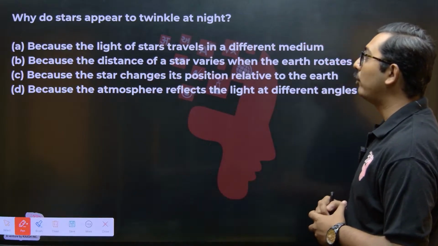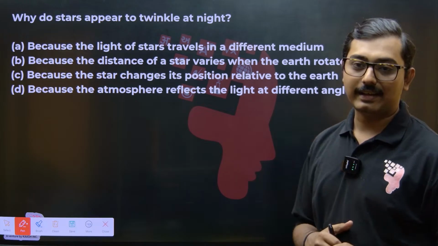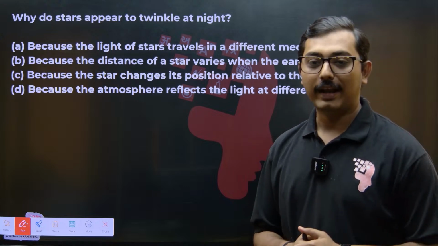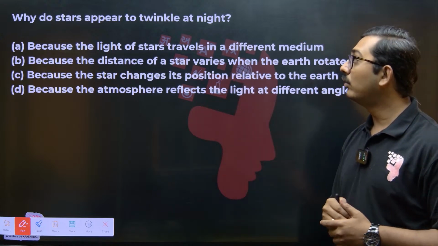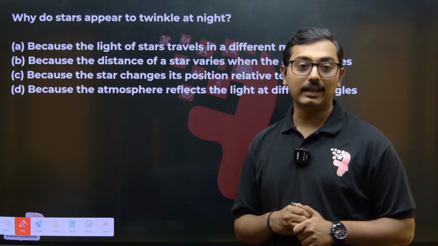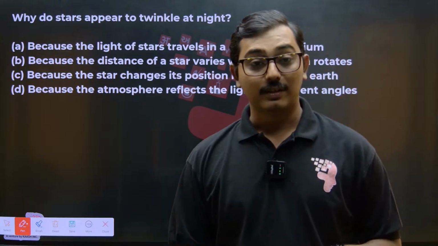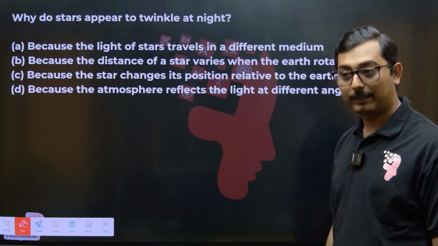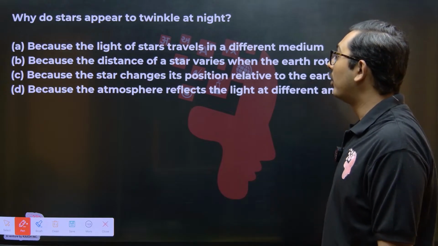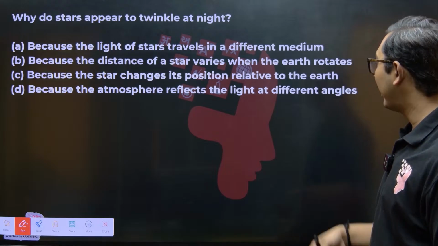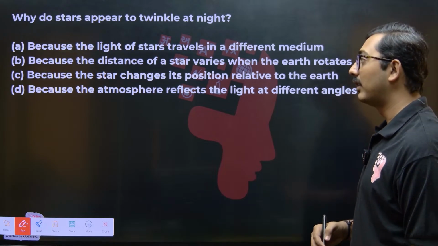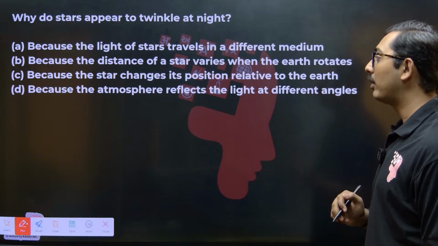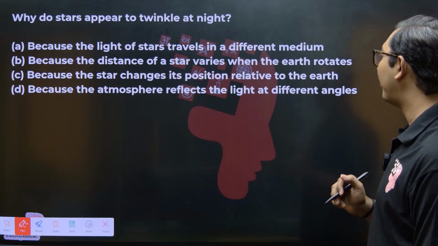Now, why do stars appear to twinkle at night? Stars appear to twinkle at night because the light of the star travels in a different medium, because the distance of the star varies when the earth rotates, because the star changes its position relative to the earth, or because the atmosphere reflects the light at a different angle.